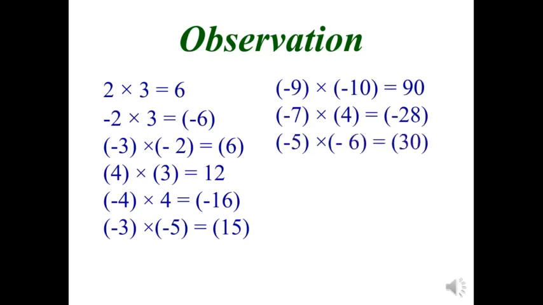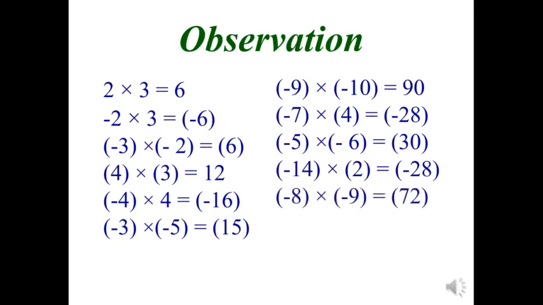Then -5 multiplied with -6 is equal to 30. Then -14 multiplied with 2 is equal to -28. -8 multiplied with -9 is equal to 72. And 10 multiplied with -5 is equal to -50. So like this you can multiply two integers with different signs or equal signs.